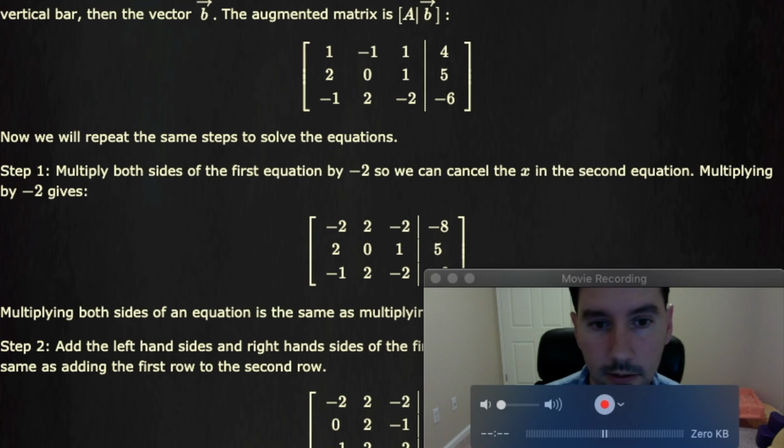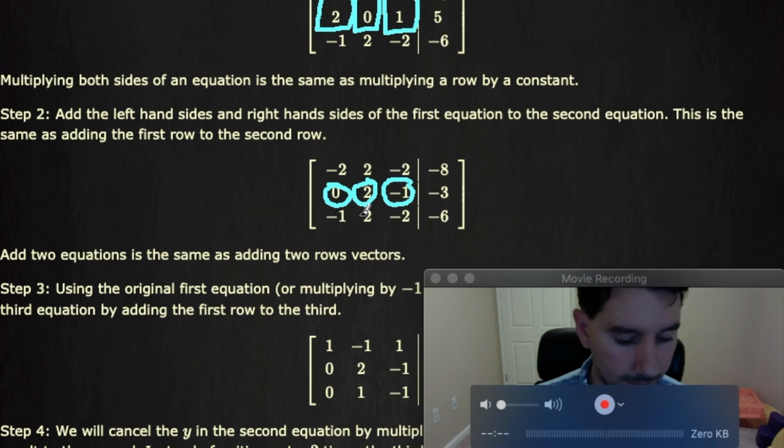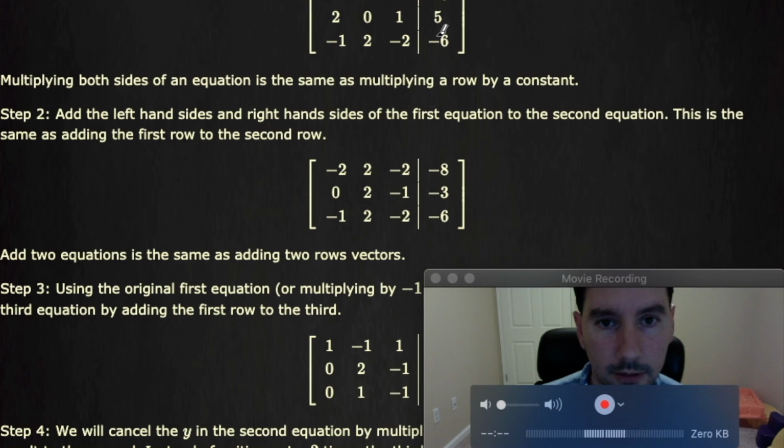Next, we're going to add the first equation to the second equation, like we did last time. Last time we added the left-hand sides together and we added the right-hand sides together, and then you combine like terms, right? You combine the x's and the y's and the z's on the left. So if we were to add the first equation to the second, we would be adding minus 2x to 2x, and that would give us 0. We'd be adding 2y to 0y, which would give us 2y, and negative 2z to a z, which would give us negative 1z on the left-hand side. And then on the right-hand side, we'd be adding negative 8 and 5, which would leave us with negative 3.